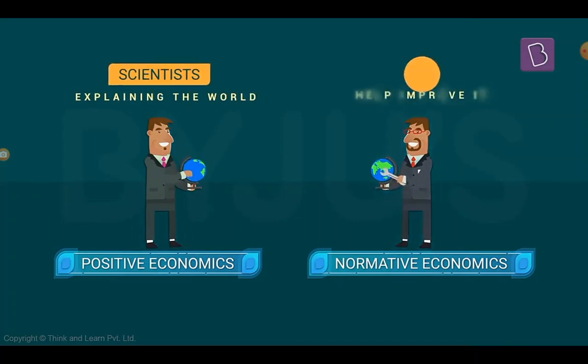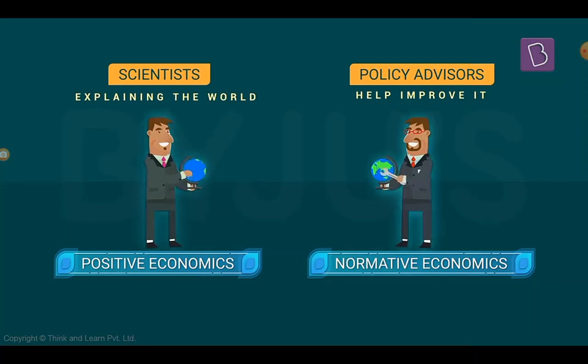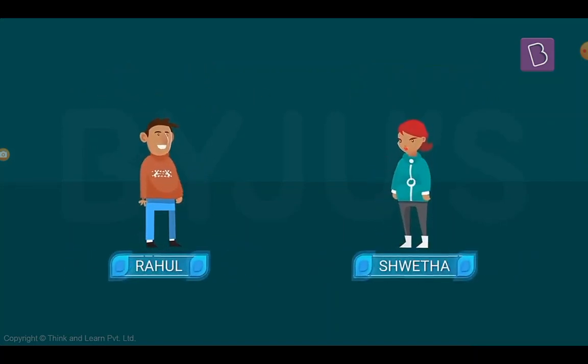When they're trying to help improve it, they're policy advisors. To help clarify the two roles that economists play, let's examine the use of language. Because scientists and policy advisors have different goals, they use language in different ways. For example, suppose that two people are discussing RBI interest rates in India. Here are two statements you might hear.